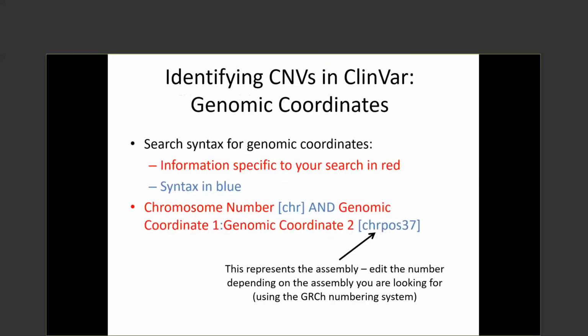Note that the information specific to your search is in red, like the chromosome number, the particular coordinates, etc., and the quote-unquote commands that you need to give ClinVar are in blue. So you enter your chromosome number followed by a bracket, CHR, bracket, then the word and, then your first coordinate, a colon, not a dash as most people are used to, the second coordinate, then bracket, CHRPOS37, and bracket. And that CHRPOS refers to the assembly. You can edit the number there as you need, realizing that you'll need to use the GRCh numbering system.